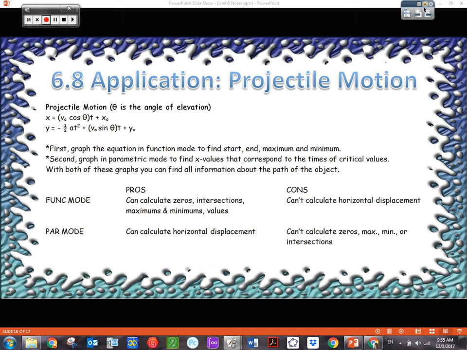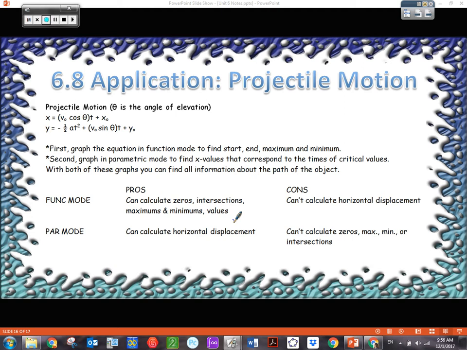So let's talk about what we're going to do in each mode. What are we going to do in function mode? What are we going to do in parametric mode? So the pros and cons. Function mode, this is the mode we're most familiar with. We've used it for quite some time. On function mode, we can do a lot of things. We can calculate the zeros, intersections, maxes and mins, values. We have a lot of availability on function mode for those types of calculations.